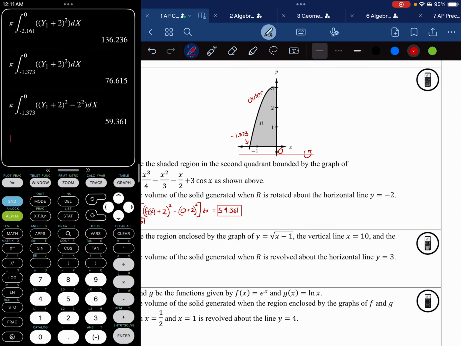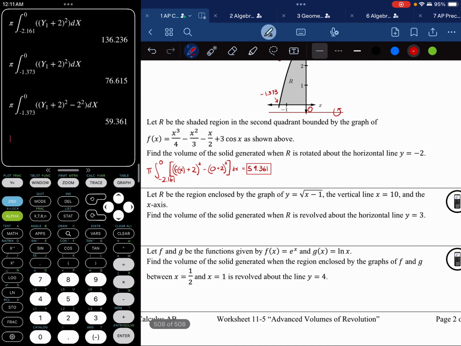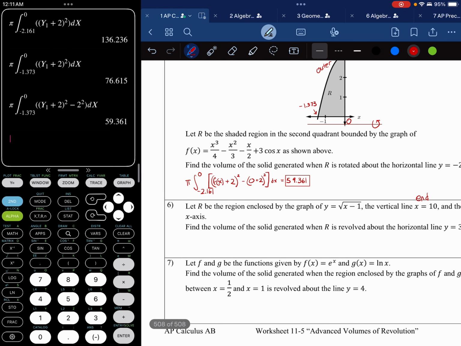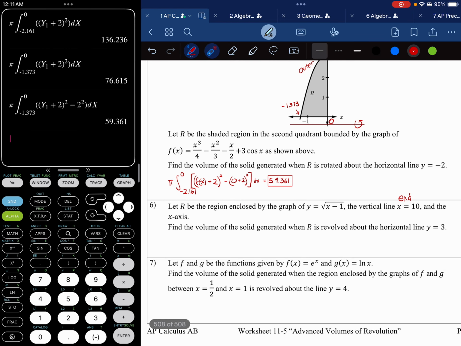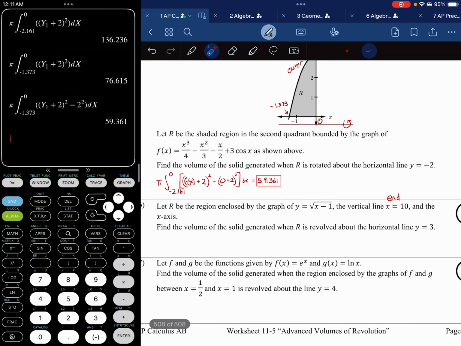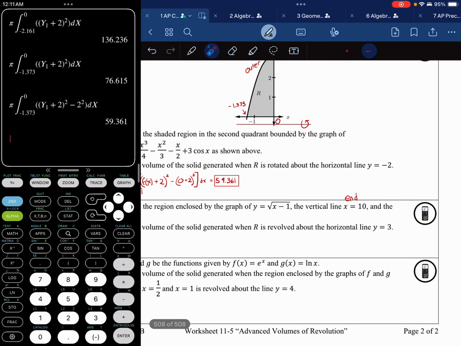We have no picture here, which is scary, but I think we can do this. We have a region enclosed by this square root function, which has been shifted right 1. And there's some sort of vertical line x equals 10, so that's vertical, up and down, right? So that's kind of the end boundary. I'm going to go ahead and write this as the end boundary. And the x-axis, which is, again, this hidden 0 that I need to be careful of. We need to find the volume of the solid revolved around the horizontal line y equals 3.